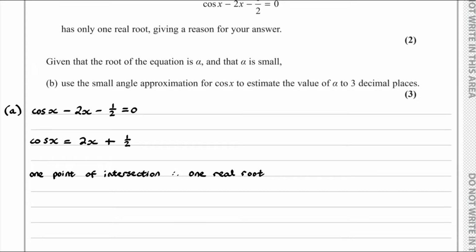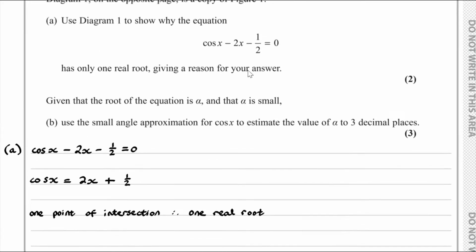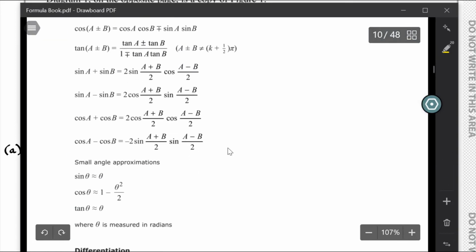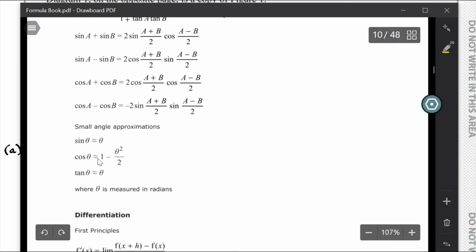Now for part b, given that the root of the equation is alpha and that alpha is small, we have to use the small angle approximation for cos x to estimate the value of alpha to 3 decimal places. Well, first of all, we would have to find what the small angle approximation is for cos x. And if you look in the formula book, the small angle approximation, that's shown here.